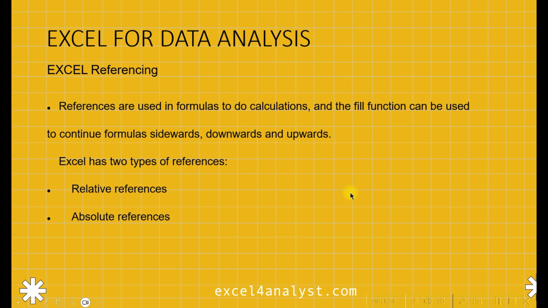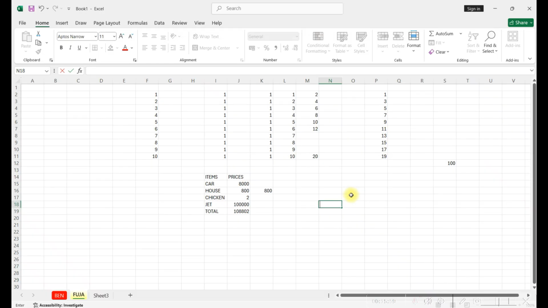So now there's what you call referencing in Excel. References are used in formulas to do calculation, and the fill function can be used to continue formulas sideways, downwards, and upwards. Excel has two types of referencing: we have relative references and absolute references. We have been doing referencing, but you might not know that it's referencing. Now, what exactly do we mean by referencing?